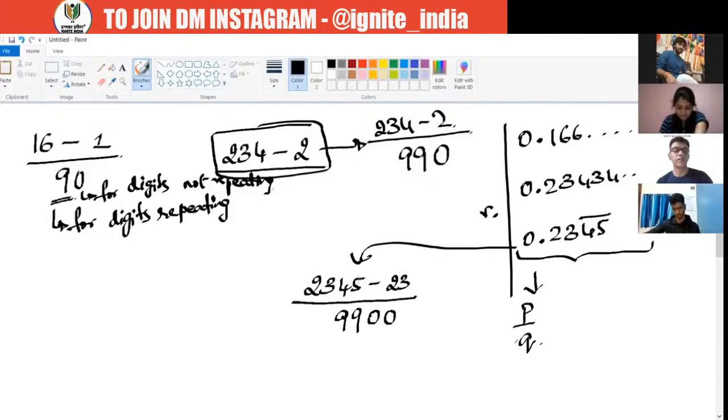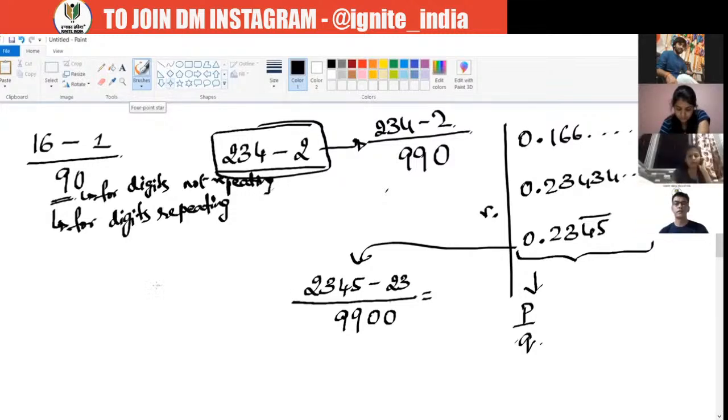Did we all understand this? And once you simplify, obviously this doesn't stop here. You have to simplify this, right? 2345 minus 23 divided by 9900 is what you will solve. Clear with how to convert a rational number to a p by q form, guys?